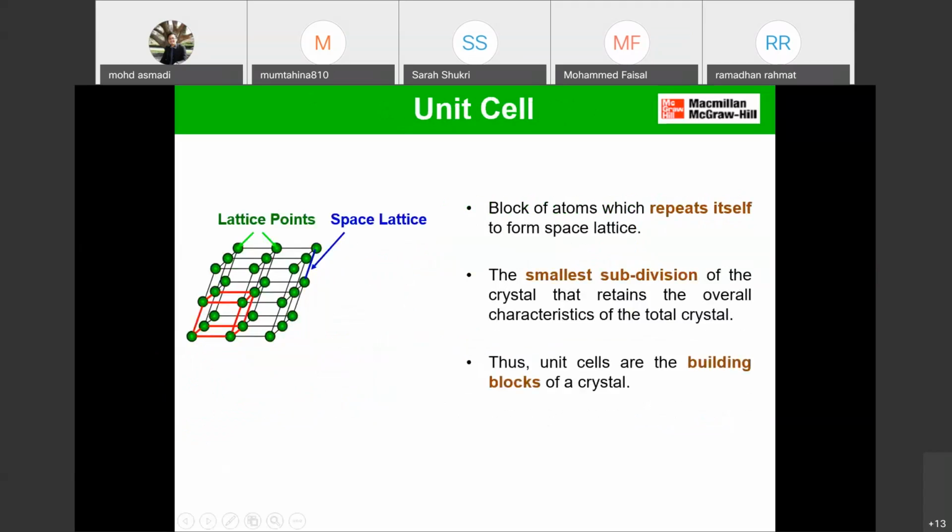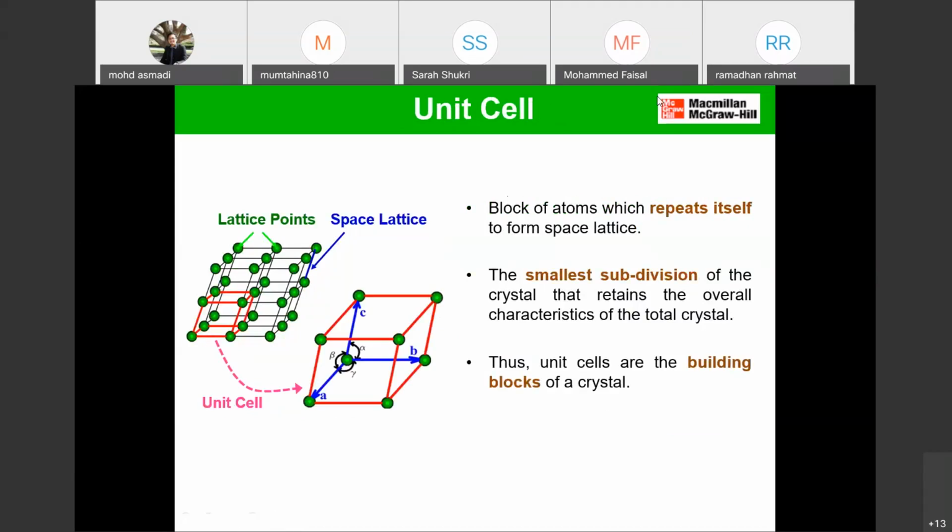So this is a lattice point, this is a lattice point. Look at here, one atom, one atom. This is a space lattice, and this is a unit cell, a block of atoms which repeats itself to form a space lattice. The definition of a unit cell: the smallest subdivision of the crystal. Unit cells are the building blocks of the crystal, so if you arrange all these unit cells, they become a block of the crystal.